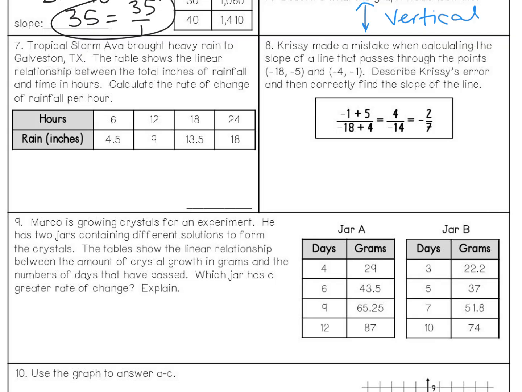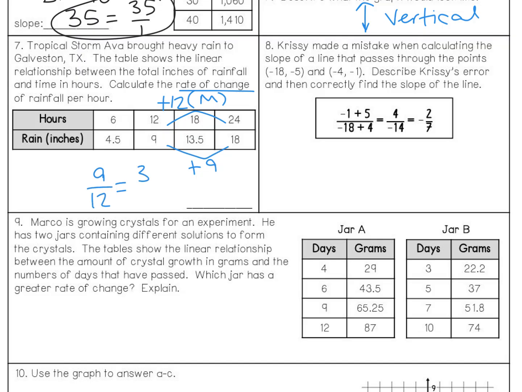Tropical storm Eva brought heavy rain to Galveston. The table shows the relationship between the inches and the time. Again, rate of change. You guys need to know that is the same thing as slope. Now, I have some decimals here. I really don't like decimals, so I'm just going to skip over that number, and I'm going to go from here to here and here to here. So tell me about 9 to 18. Plus 9. About 12 to 24. Plus 12. So is it 12 over 9 or 9 over 12? What do you know about 9 over 12?